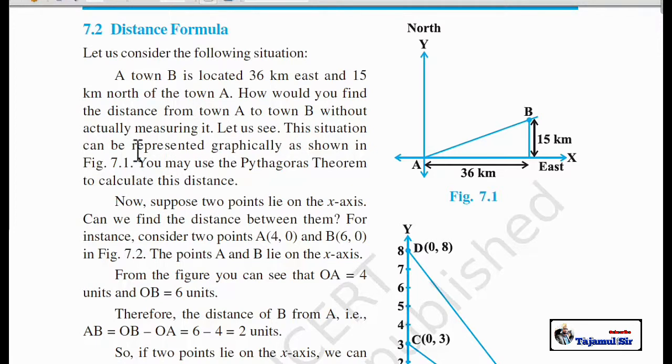Distance formula is actually the formula that is being used to find out the distance between two points on a graph.